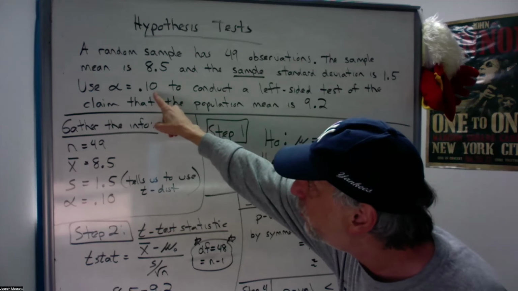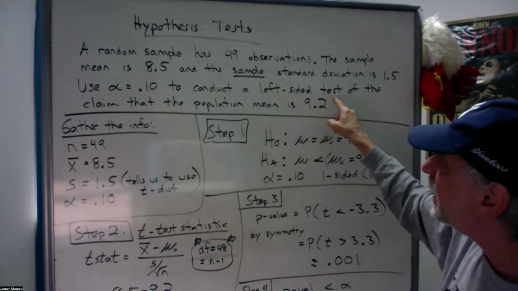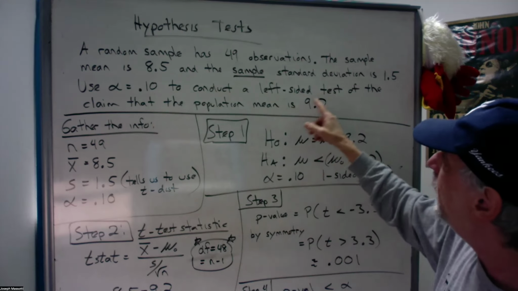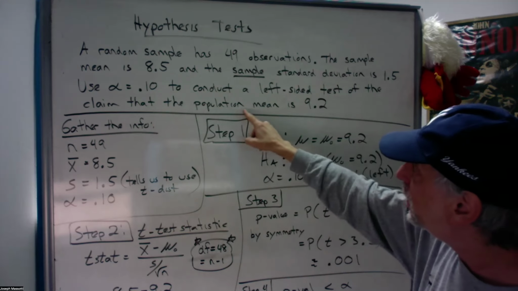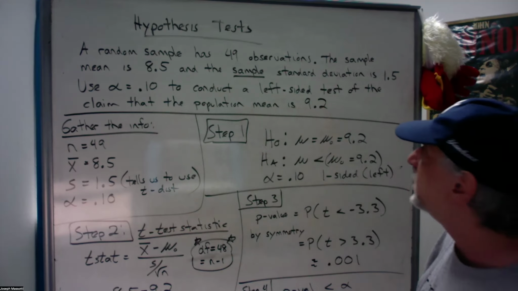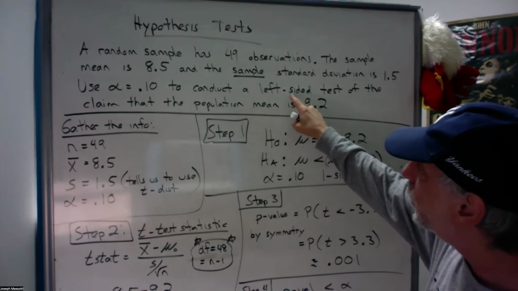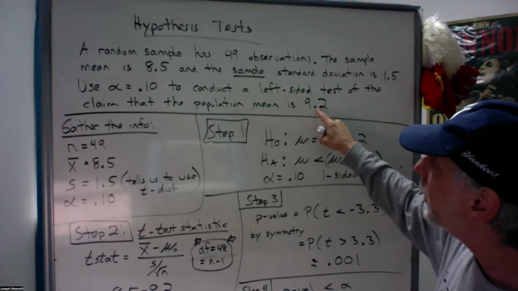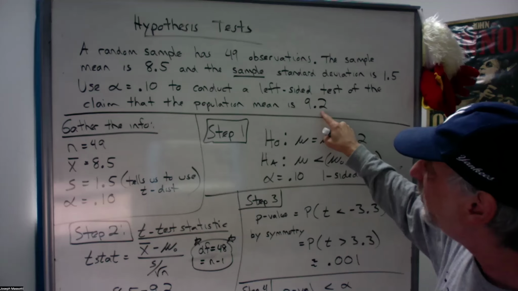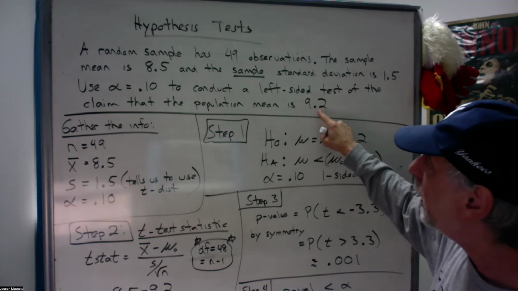It tells us to use an alpha level of 0.10 to conduct a left-sided test. So this is a one-sided test to the left. We're looking for evidence that the true population mean is less than 9.2. All right, since it's a left-sided test of the claim that the population mean is 9.2, when you see a left-sided test, we're testing whether that actual population mean is less than this number, so to the left of this number. So this is our hypothesized value of the unknown population mean.